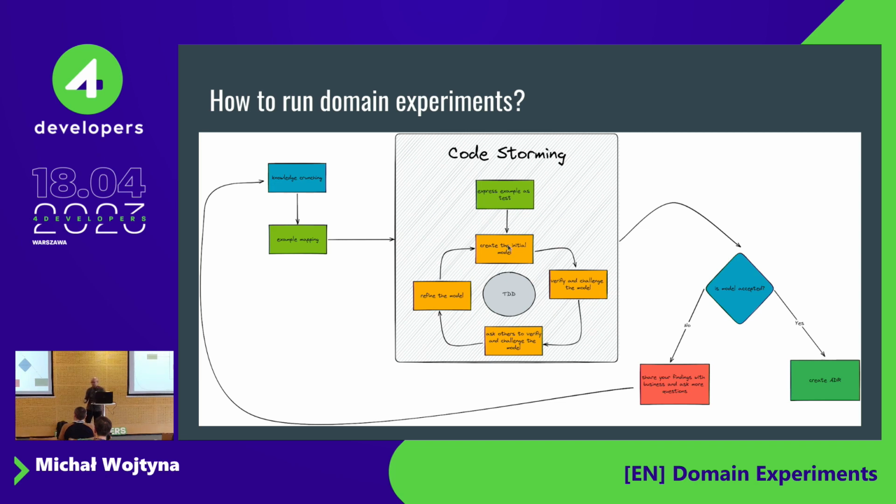Usually this first test would be meaningless. It would be just something like, okay, we can create something or we can make an order. You get what I mean. But it will start building our ubiquitous language in the initial model. What do we do next? We verify and challenge the model. We try to actually break it. Then we ask others to verify and challenge the model together with us.